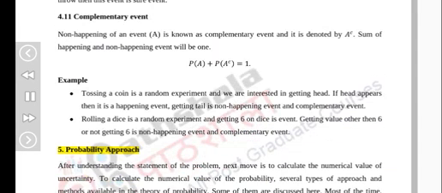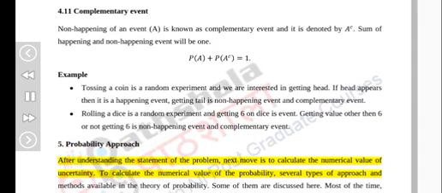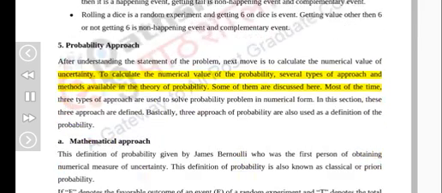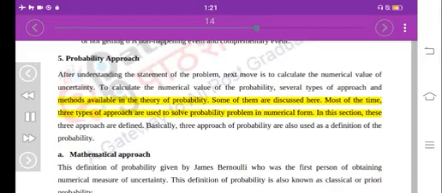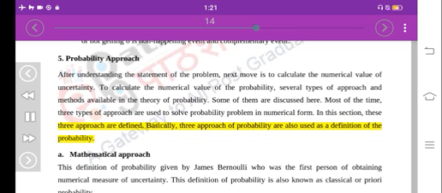5. Probability approach. After understanding the statement of the problem, the next move is to calculate the numerical value of uncertainty. To calculate the numerical value of the probability, several types of approaches and methods are available in the theory of probability. Some of them are discussed here. Most of the time, 3 types of approach are used to solve probability problems in numerical form. In this section, these 3 approaches are defined. Basically, the 3 approaches of probability are also used as definitions of probability.